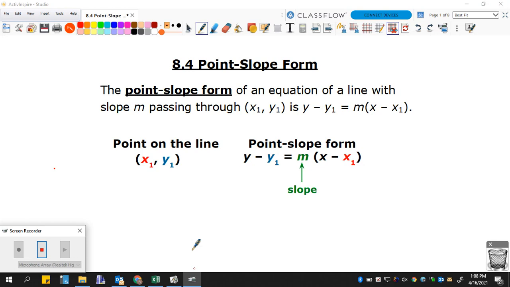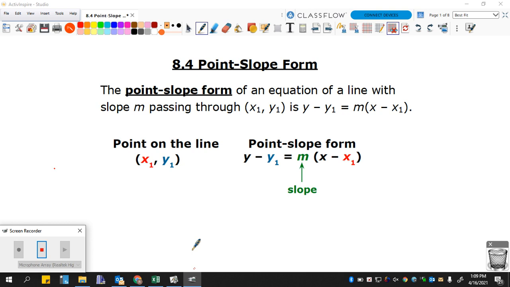In the last lesson, we talked about the slope-intercept form of a line and how you can find the slope and the y-intercept from that equation. In this lesson, we're going to talk about the point-slope form of a line. And the point-slope form is just simply as its name implies.